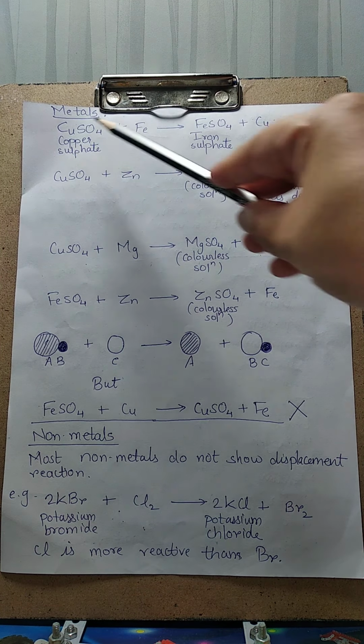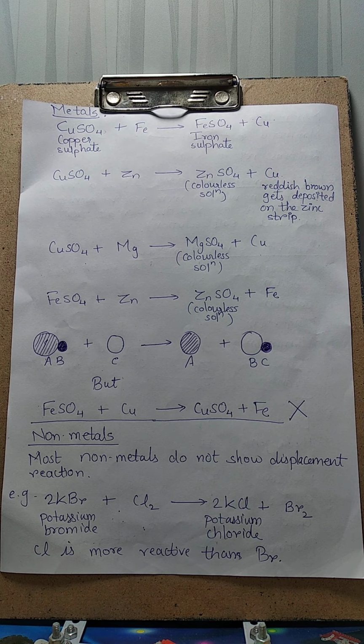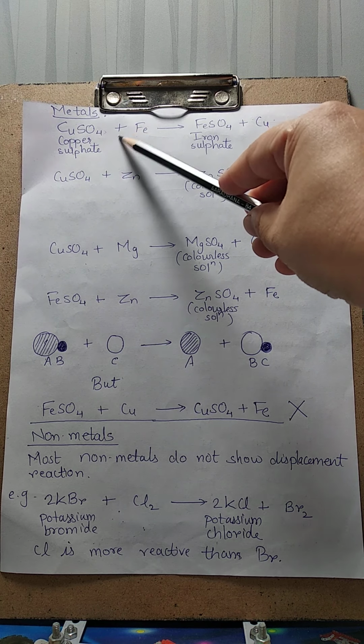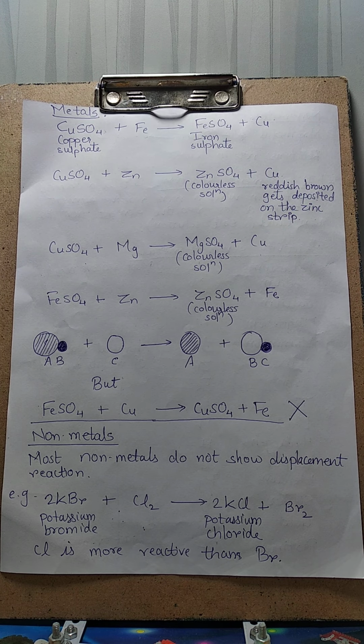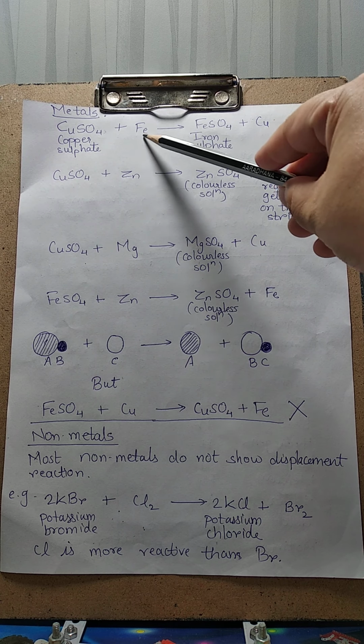Copper sulfate, CuSO4, is blue in color. Suppose we take a test tube and take a few crystals of copper sulfate, which are blue colored crystals, and add a little water to it and shake the solution. It becomes a copper sulfate solution. So the color of the copper sulfate solution is blue, and we dip in it an iron nail.